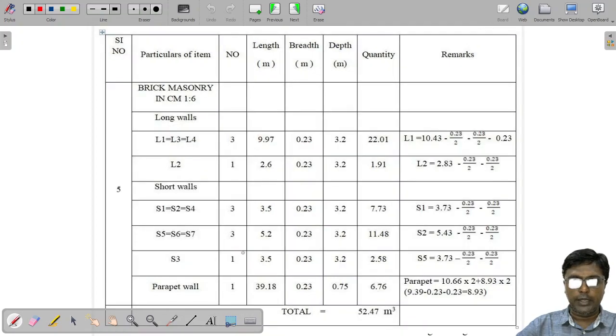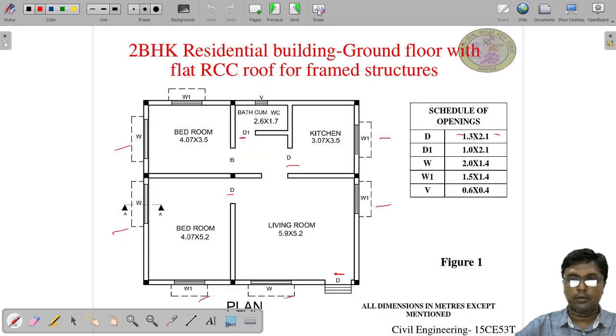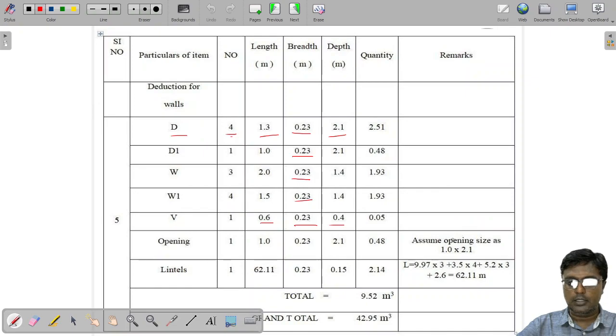Also there is an opening. See, if a case like this comes, there is an opening here and they have not given any information on this opening. So here also we don't put any brick masonry. Again we have taken the entire length for calculation, so we have to deduct this part. So I am assuming the length, you can write a statement called assuming opening size as 1 meter into 2.1 meter. So I will deduct that part also, the opening.